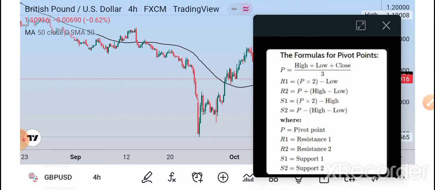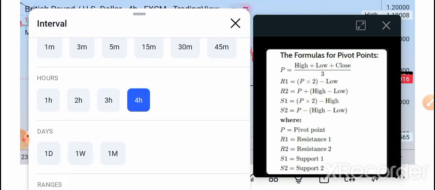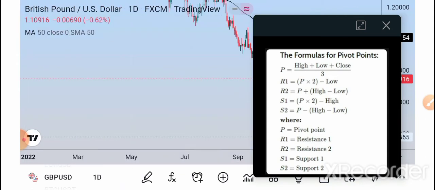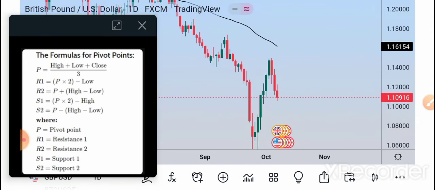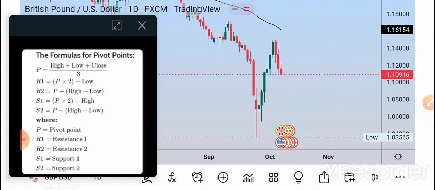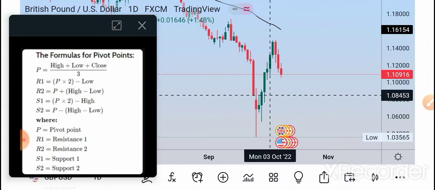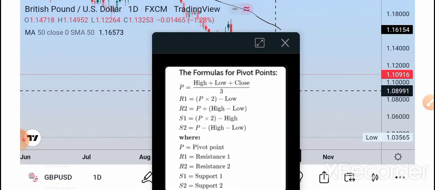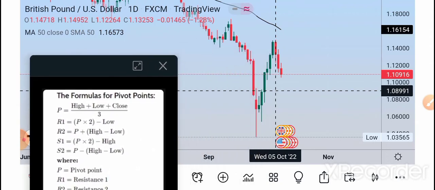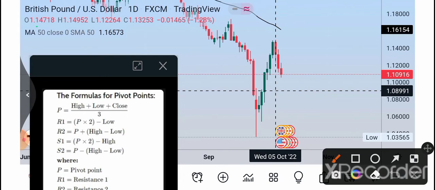To get our high, low, and close, like I said, I'm going to use day trading, so I'm going to go to the daily candlestick. I would like to work with a previous day so I can show you how it really works. So I'm going to work with Wednesday, 5th of October. Right here on top, we have our open, high, low, and close all here. We are not using the open, so you only work with the high, low, and close.